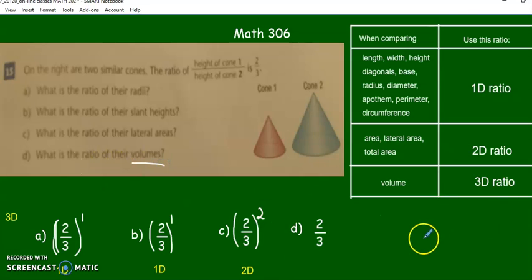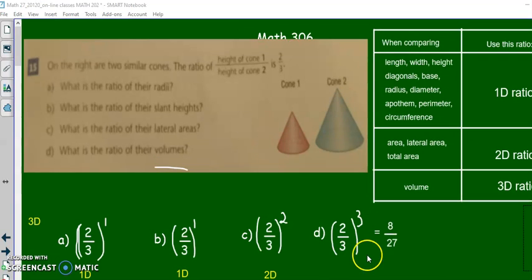Well, volume is a 3-dimensional measurement. So I would use the 3D ratio. So I would put a 3 here, the power of 3. So this would be 2 to the power 3 over 3 to the power 3, which is 8 over 27. So letter D would be a 3D ratio. I take the 1D ratio and I cube it. So it's 8 over 27. And letter C would be the 2D ratio, so the ratio would be 4 over 9. And A and B are just 2/3 because they're one-dimensional.